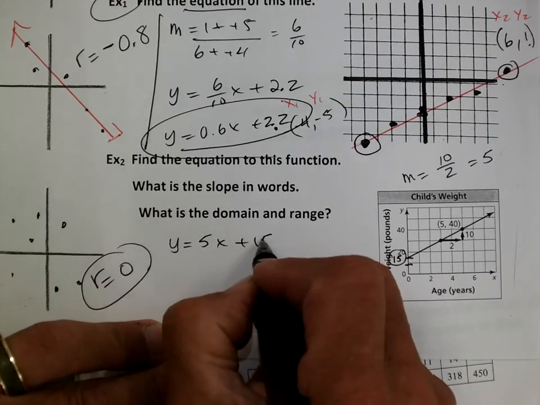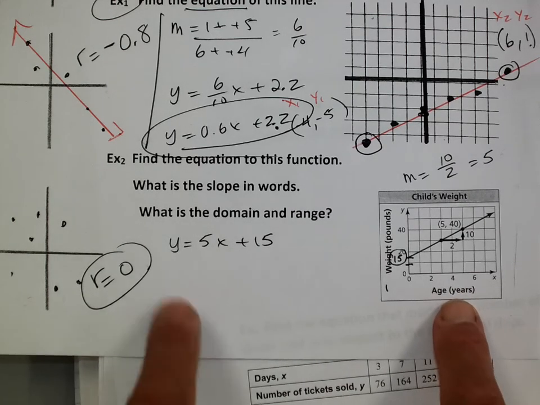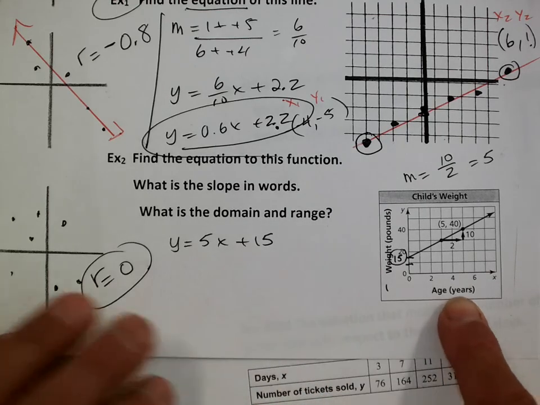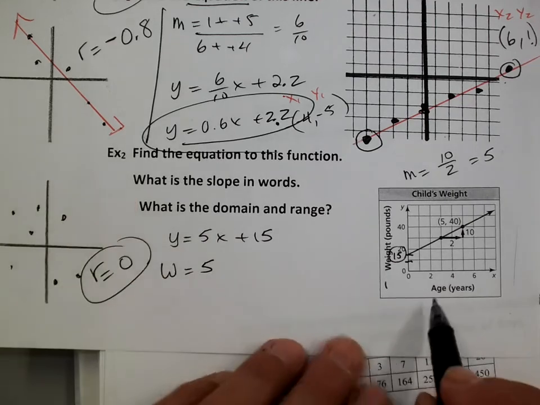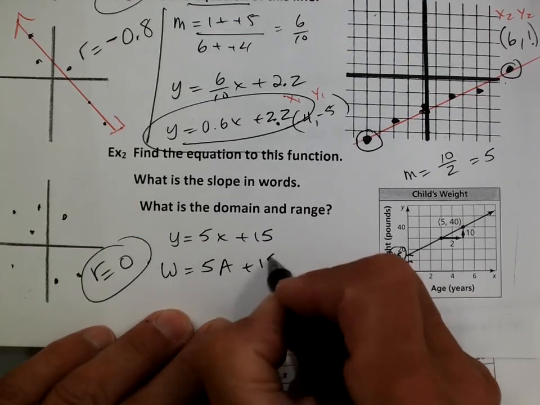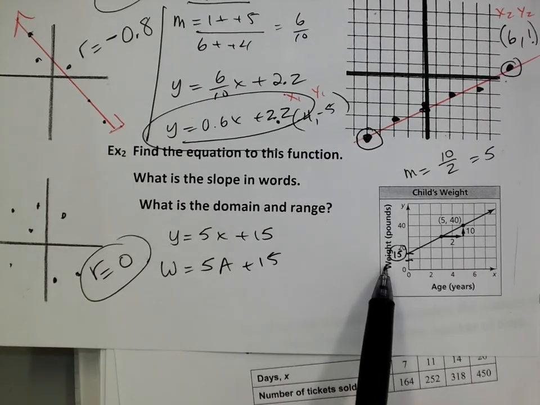Now, what I'd like to do though is make this equation instead of x and y. Let's just use different variables. Weight. Let's use w instead of y, and a for age. So w equals 5a plus 15. Better equation because we have variables like weight, because that's what it is, and age.